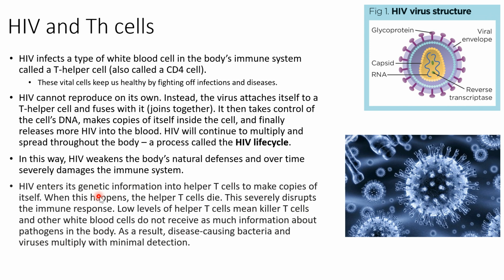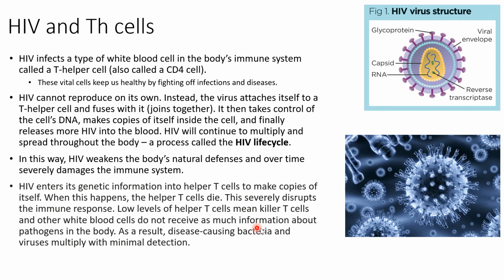Okay. When HIV enters its genetic information into the helper cell, it starts to make copies of itself. So the HIV virus is replicating itself. When this happens, the helper cell dies, which disrupts the immune response. Because again, that T helper cell was what was signaling all the other immune cells it was time to do something, right? So it was the signaling molecule for, everybody else come on board and start doing stuff here.